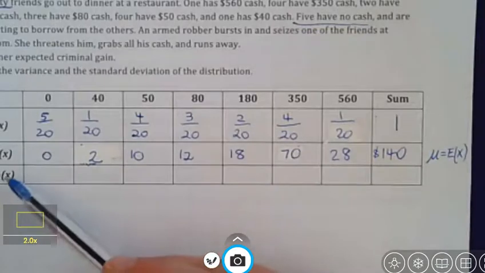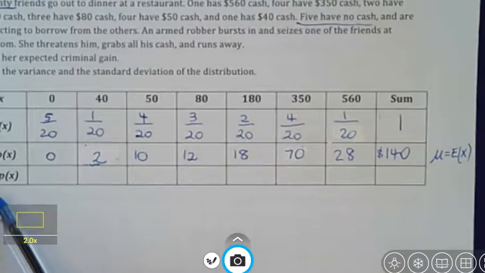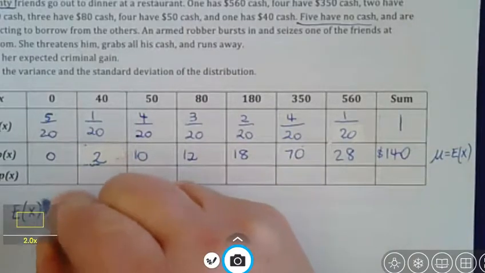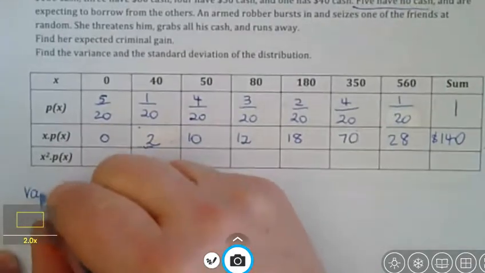Notice this table doesn't have x minus mu squared, and it doesn't have x minus mu squared p(x). It's using the alternative formula. So this is using the expected value of x squared minus mu squared. That's the formula we're using for this one, the variance of x.